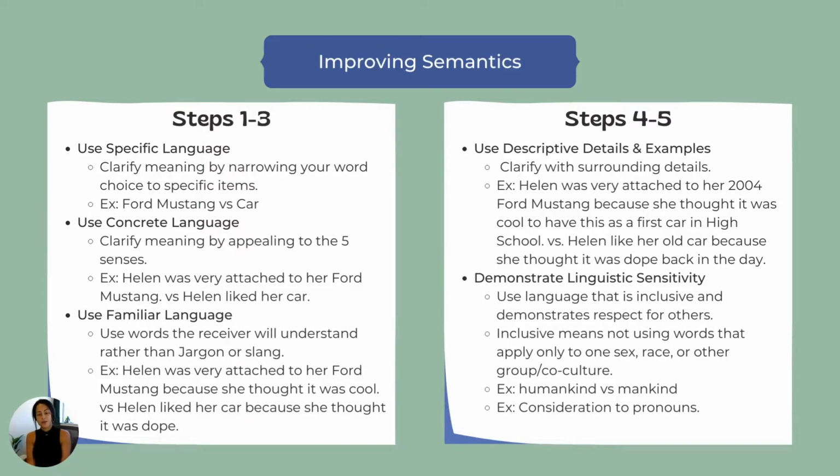Okay, so step 4, use descriptive details and examples. So this means surrounding the information with relevant and helpful details, not just an abundance of details that aren't necessary, but specific details that will help better understand the message. So an example would be: Helen was very attached to her 2004 Ford Mustang because she thought it was cool to have this as a first car in high school. So obviously this is a longer sentence, but it's very clear. The car was an older car. It was Helen's first car. Now you understand why she's probably so attached to it.